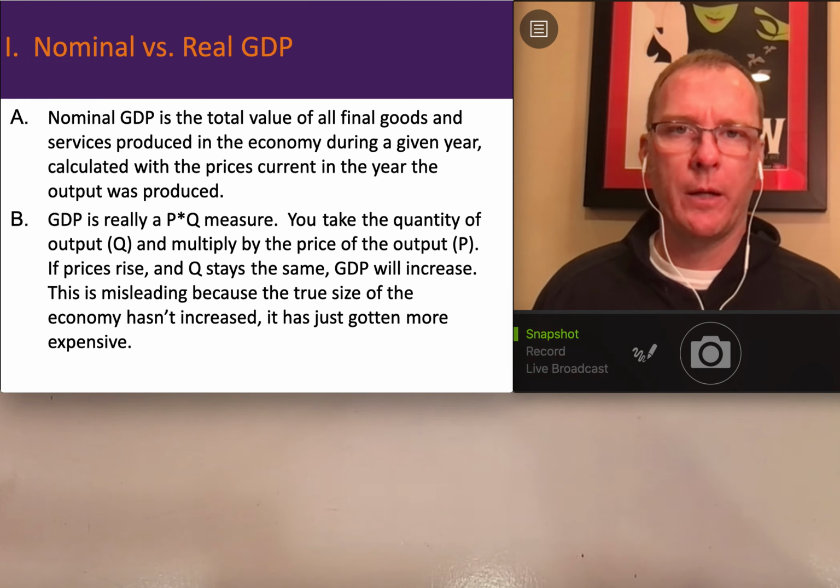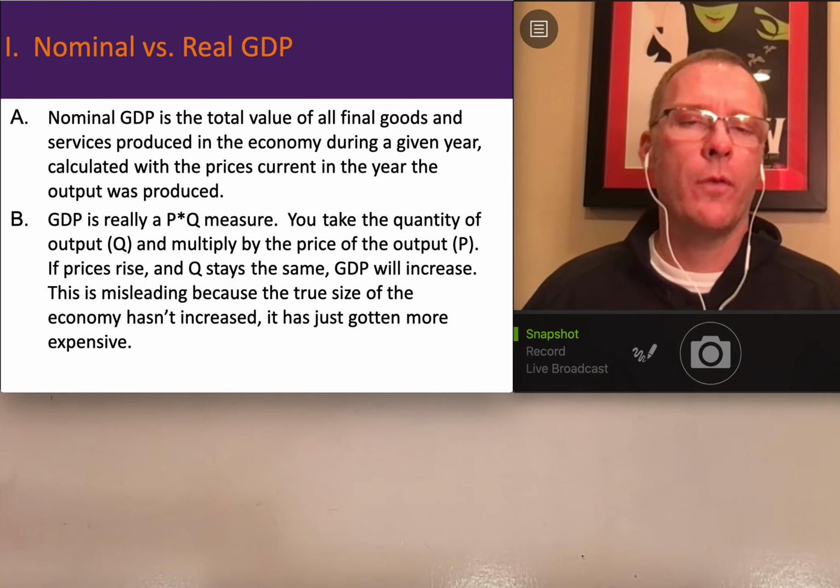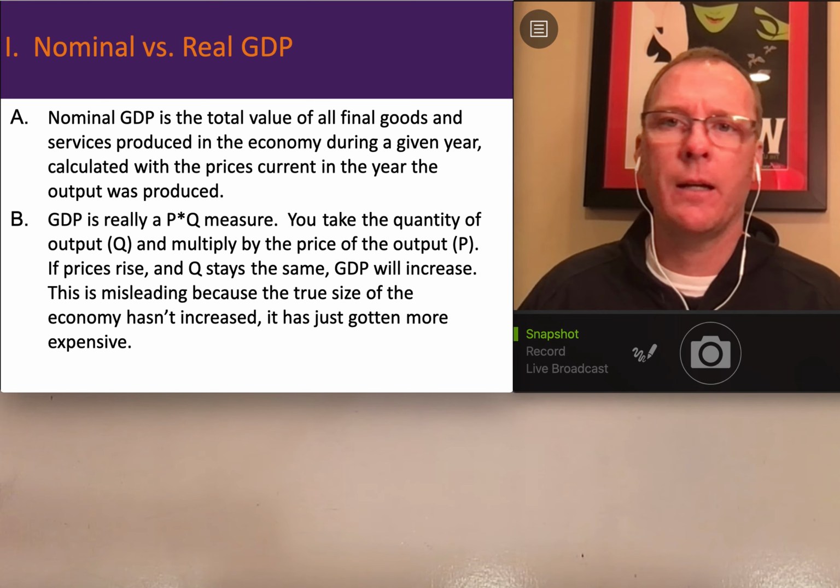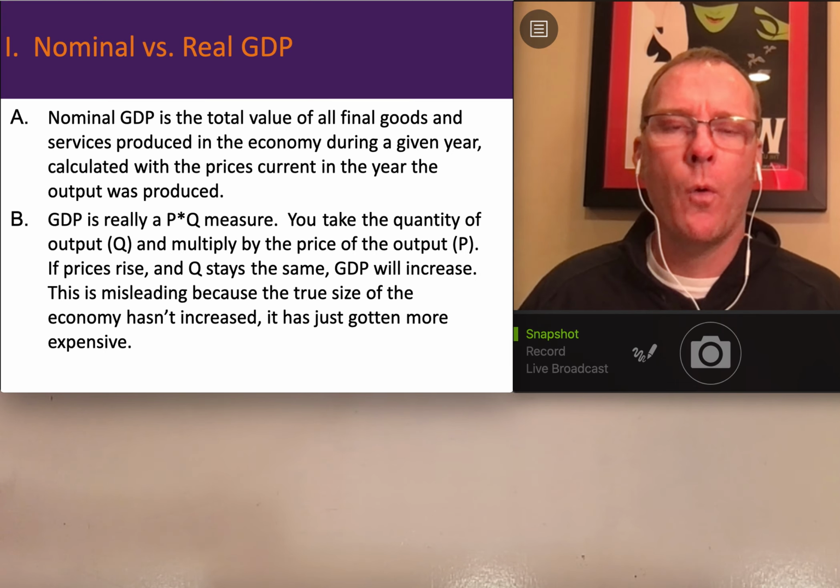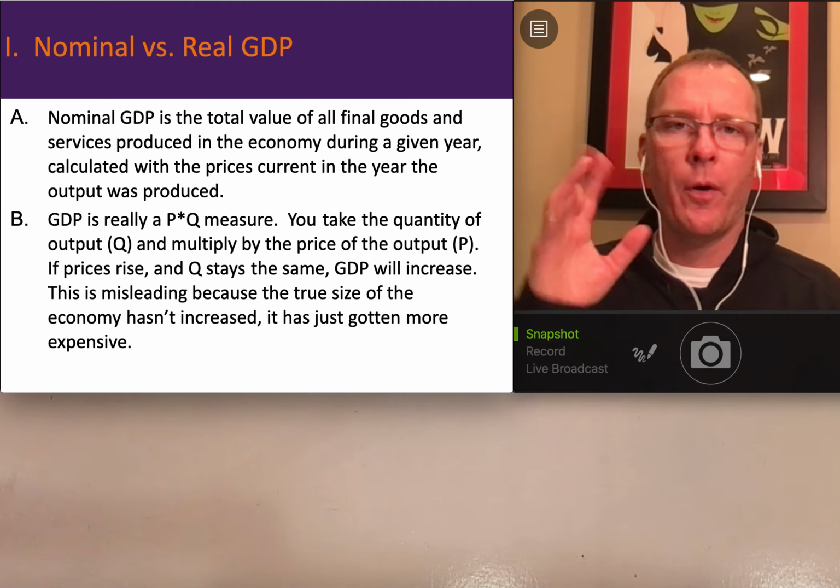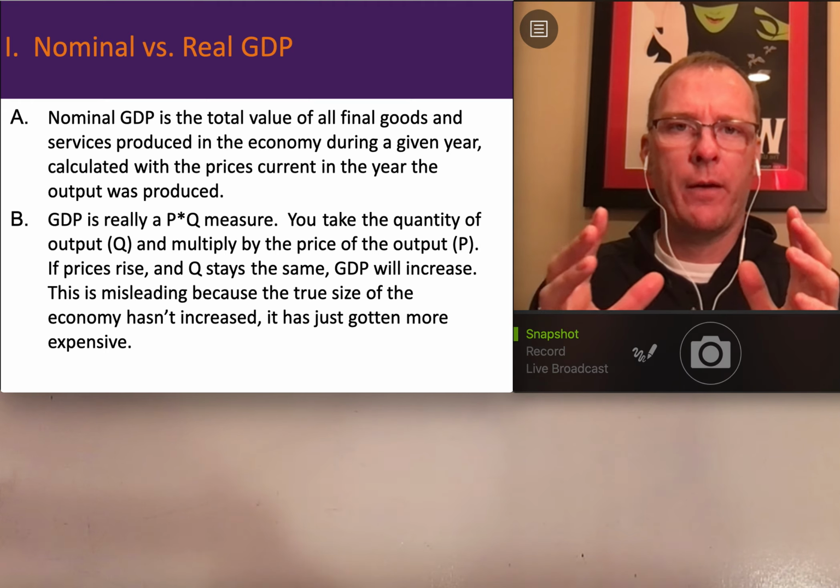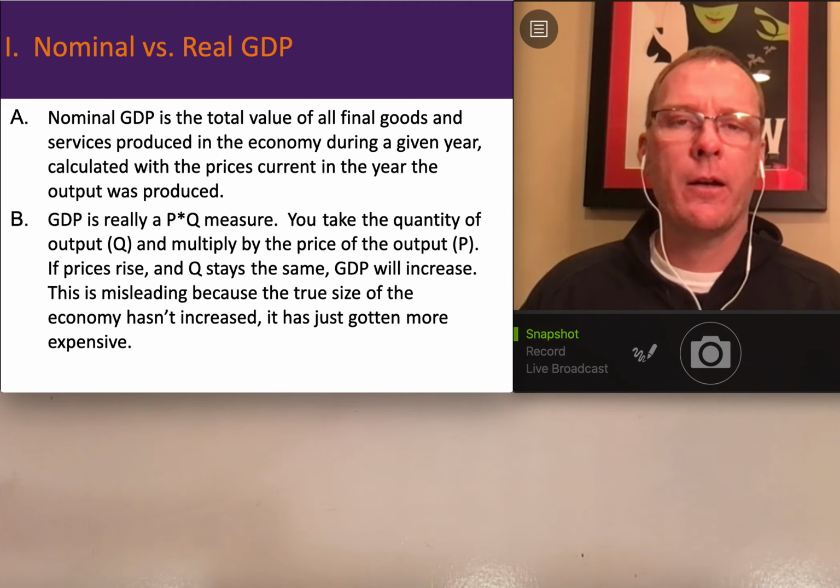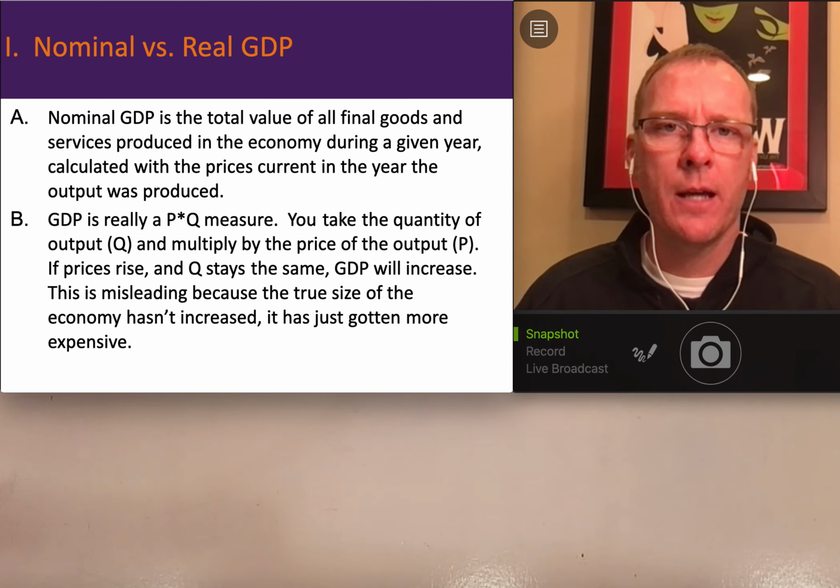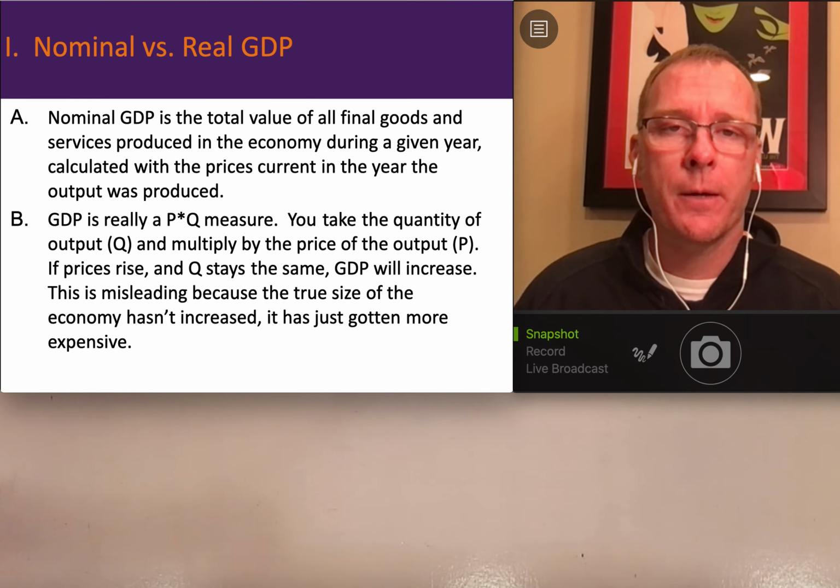So nominal GDP simply is the total value of all your goods and services. So it's basically just price times quantity, right? I'm taking the price of everything, multiplying it by the quantity of everything, and I'm going to get a number. And when I get that number for all the final goods and services, it's going to tell me how big your economy is.